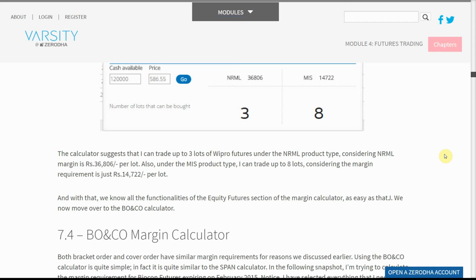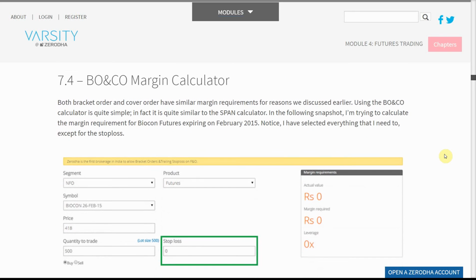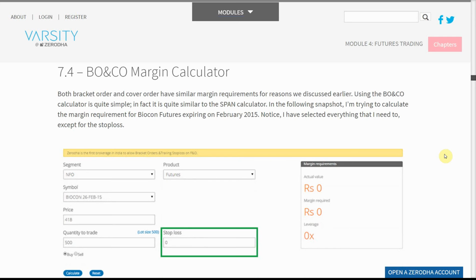And with that, we know all the functionalities of the equity futures section of the margin calculator. As easy as that. We now move over to the BO and CO calculator. 7.4 BO and CO margin calculator.